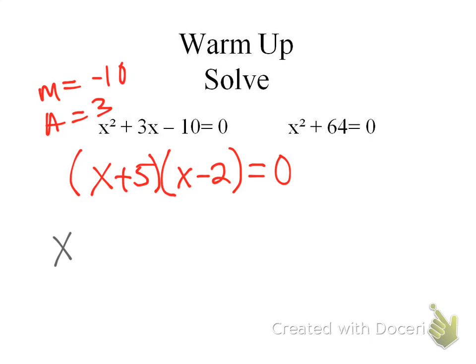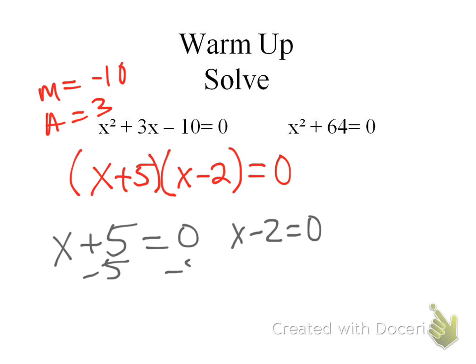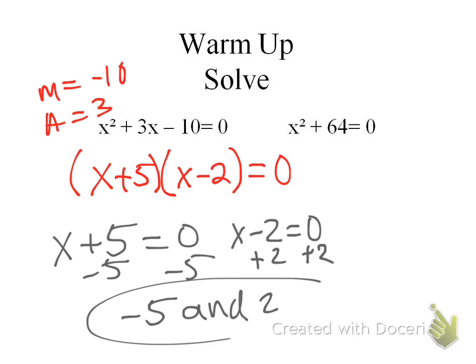Yeah, then you make them equal to 0. So x plus 5 equals 0. X minus 2 equals 0. When you solve this, we get -5 and +2. What are your questions on that one?